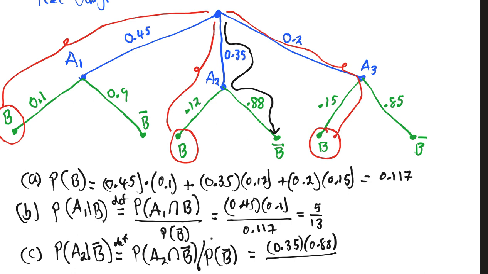So that's your numerator, and now the probability of not B, well, that's 1 minus this, using our complement rule. So it's 1 minus 0.117. So the numerator simplifies to 0.308. The denominator simplifies to 0.883. And then when we divide that, what are we going to get?